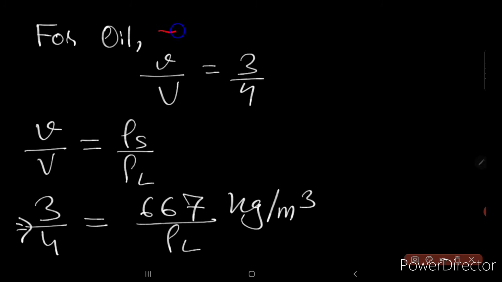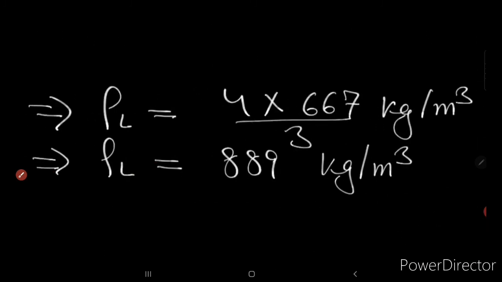Now for oil, again, small v upon capital V will be equal to 3/4, right, and then using the principle of flotation, again replacing the values of small v, capital V, etc., and then putting the value of rho S, which we have just calculated, I need to find the value of rho L. Now for solving it, we shall get the value of rho L as 889 kilogram per meter cube. So I am not wasting my time in the calculation part, so I hope you can do the calculations by yourself. Now let us go to the next question, which is question number 8.